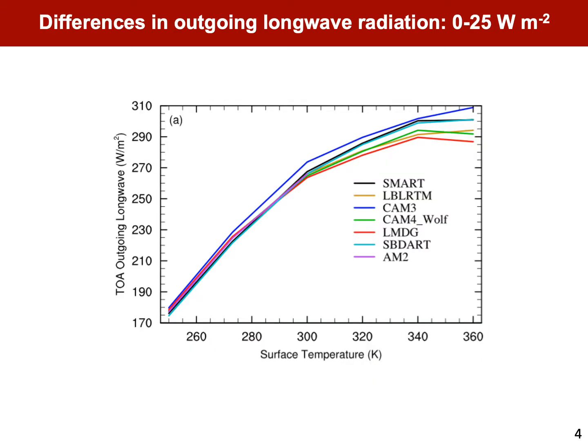These figures show the outgoing longwave radiation as a function of surface temperature. As you can see, at low temperature the difference between the models is very small, but the difference becomes larger and larger as surface temperature increases. At high temperature, the difference can be as large as 25 watts per meter squared. This is because the CO2 and water vapor continuum absorption at high temperature is quite different between models.